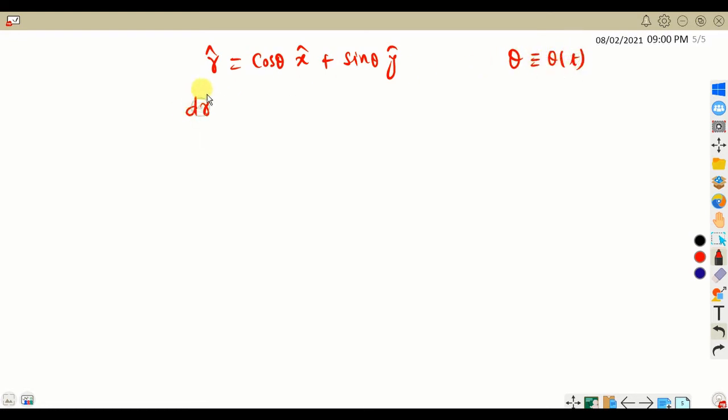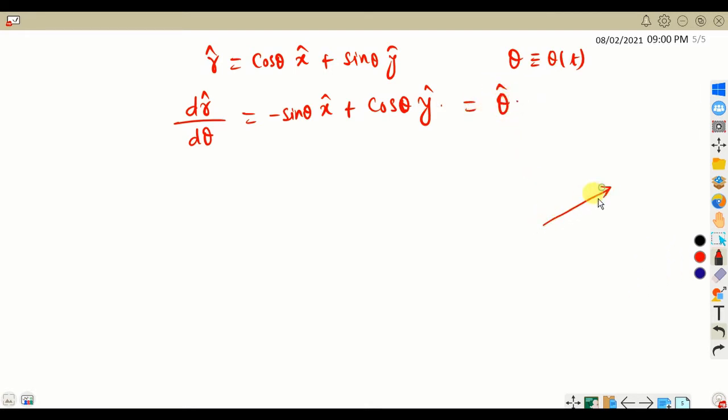What else can we do? We can write here dr over d theta is equal to minus sin theta x hat plus cos theta y hat, and this we are calling theta hat. Now you may ask, what is this theta hat?